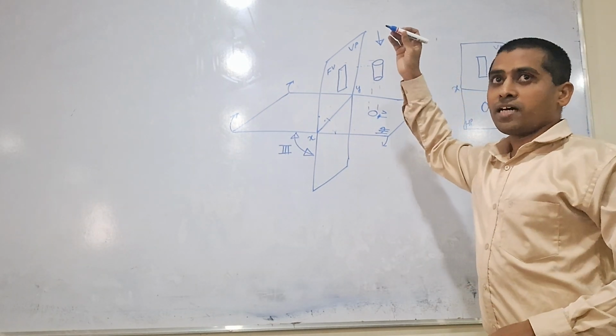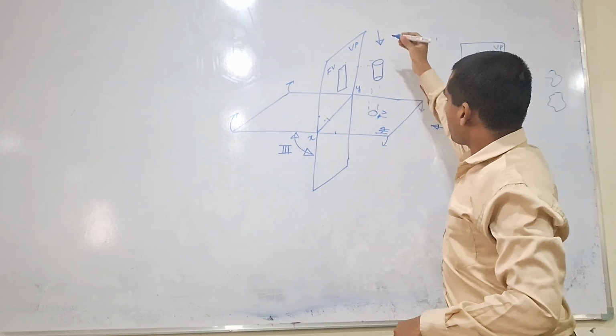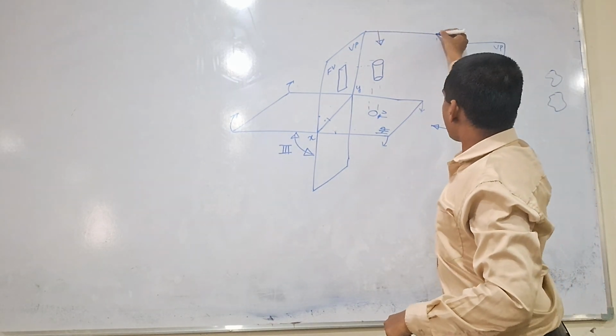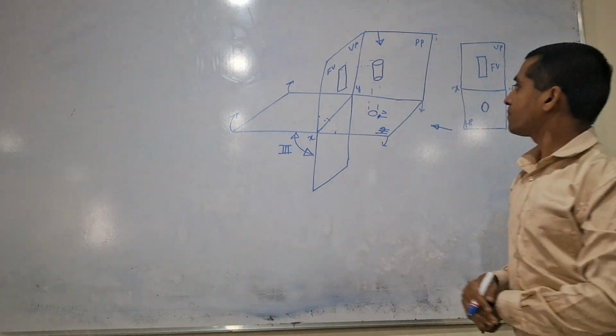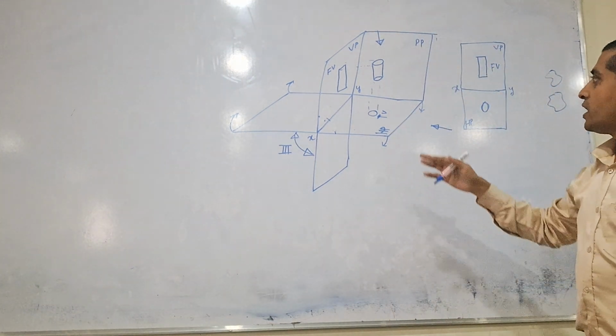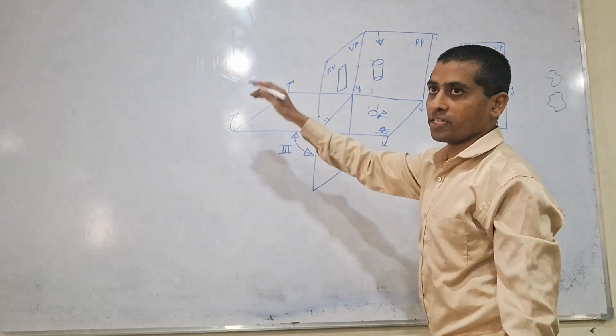There is another thing called the profile plane. That plane is perpendicular to both VP and HP like this. This is the profile plane. Similarly, here also profile planes will be there; I am not drawing them here.